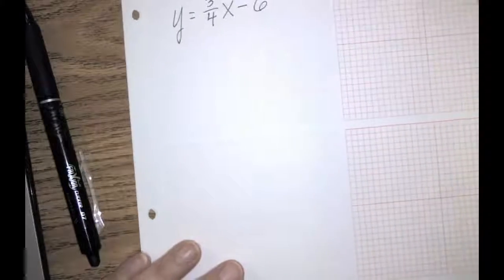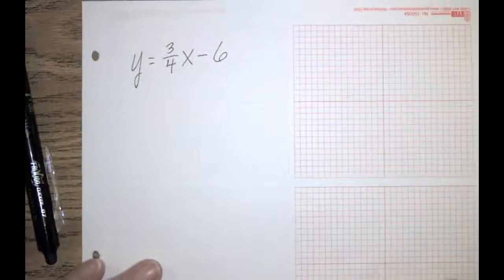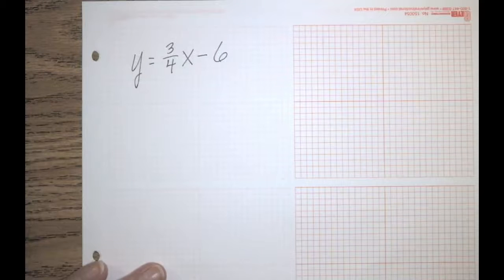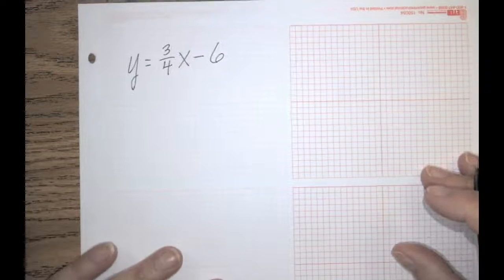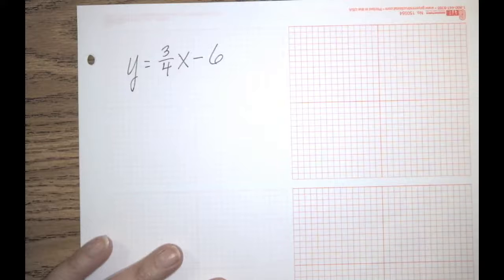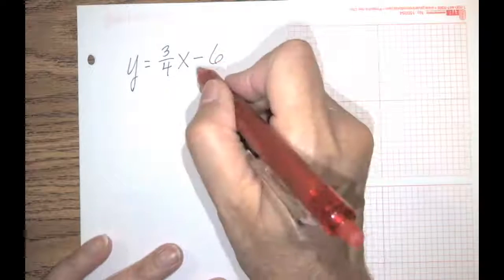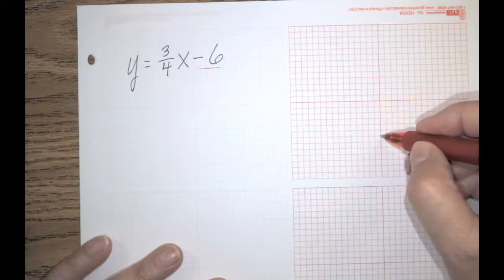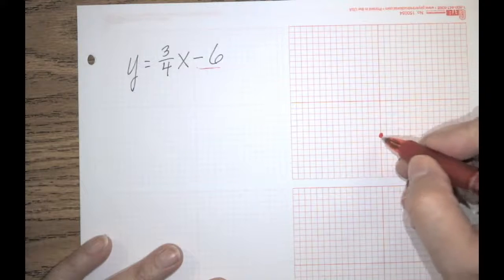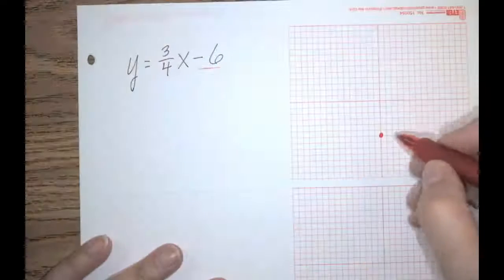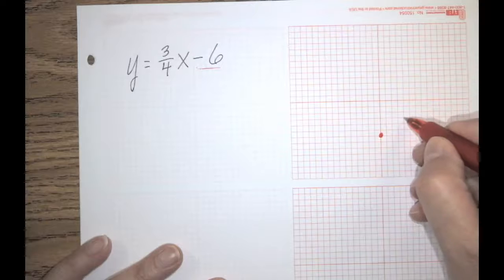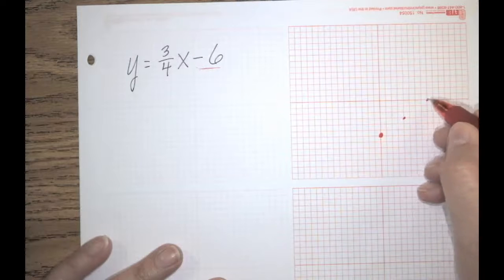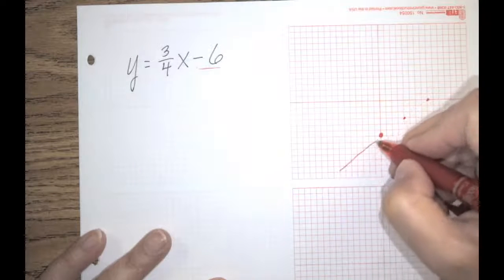We have been graphing lines, and so here is an equation that's in slope-intercept form. And we learned that it's really easy to graph them when they're in slope-intercept form, because here's the y-intercept, 1, 2, 3, 4, 5, 6. The y-intercept is always on the y-axis. And then from that point, you count the slope, rise over run. So rise 3, run 4. And then I've got a line.